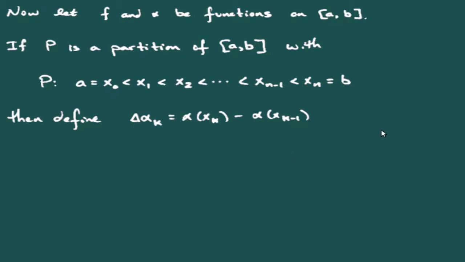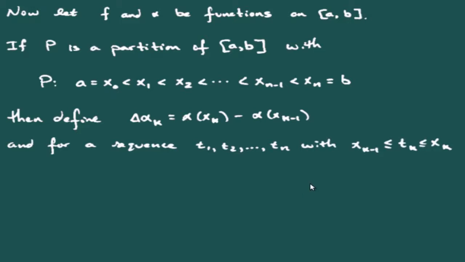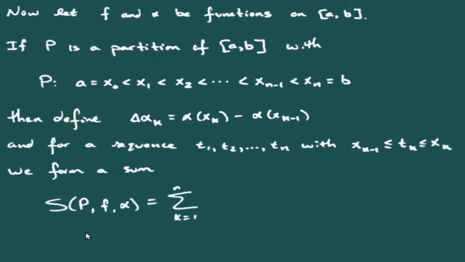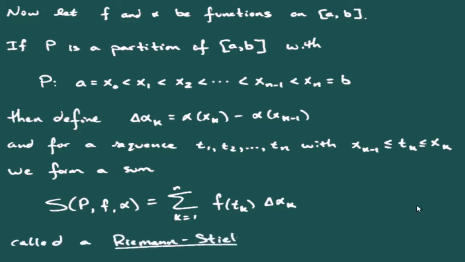Now, for each subinterval, we can go through and pick representative t's, t sub k, in each subinterval x sub k minus 1 to x sub k. And from that, we can form a sum. So our sum S on the partition P of f with respect to alpha is going to be the sum from k goes from 1 to n of f of t sub k delta alpha sub k. And a sum of this form is what we will call a Riemann-Stieltjes sum.